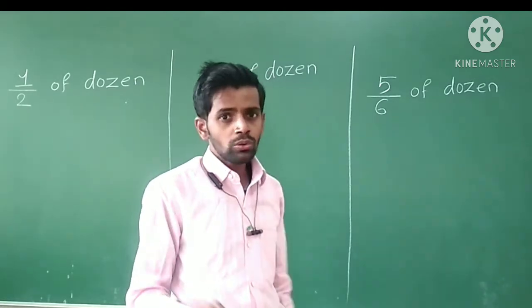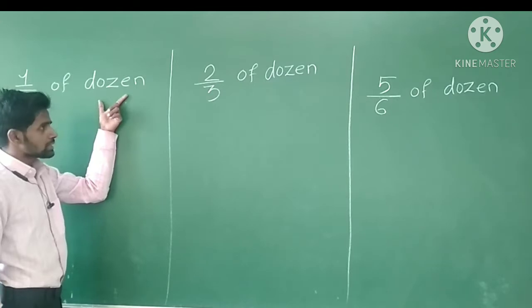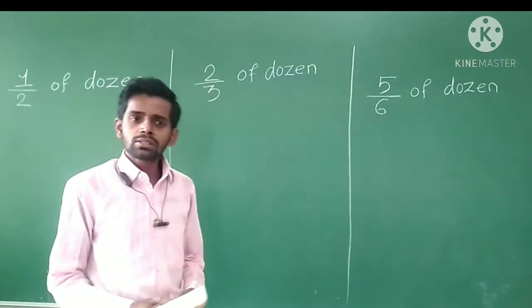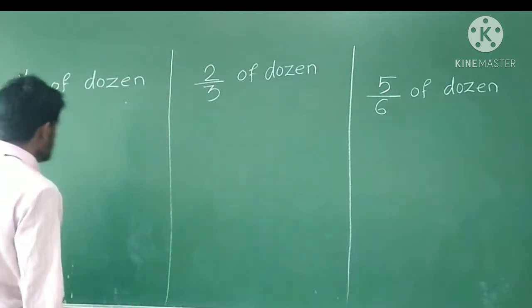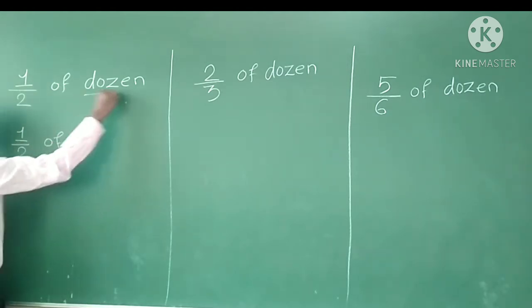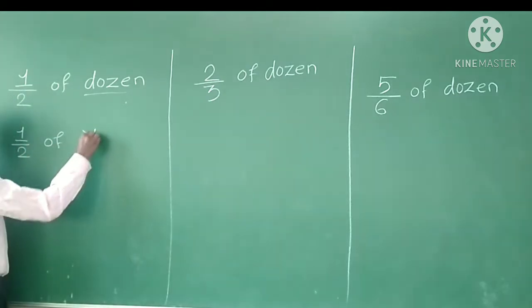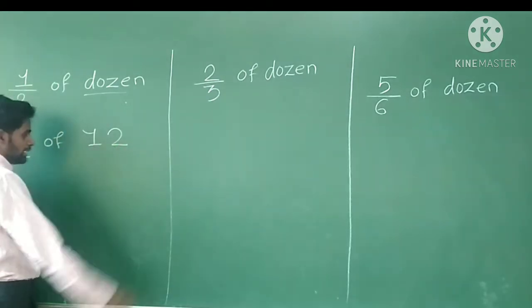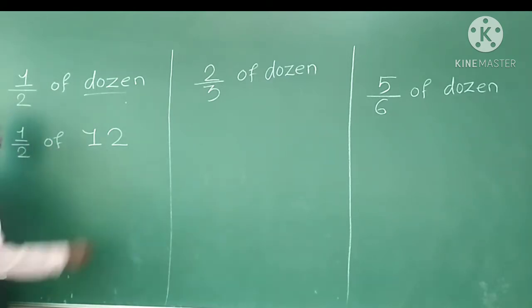So what we have to do? We have to replace, listen, we have to replace this dozen by 12. Okay. बस हमको क्या करना है? इस dozen को हटा के 12 लिखना है. Okay. So now we have to find 1 by 2 of dozen. So here I am replacing the dozen by 12. So now we have to find 1 by 2 of 12.